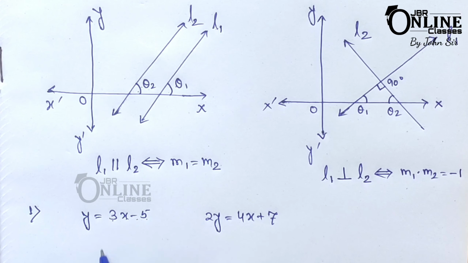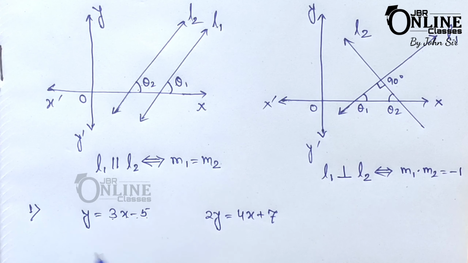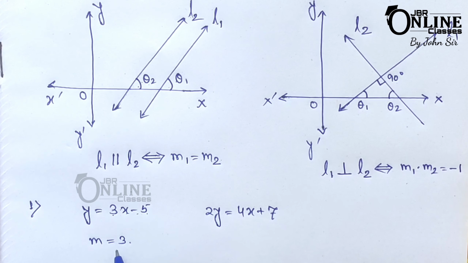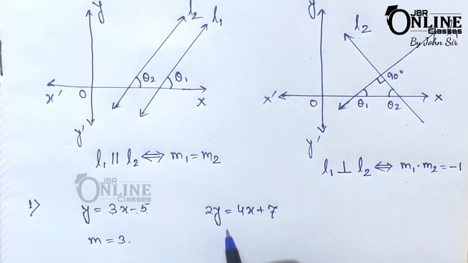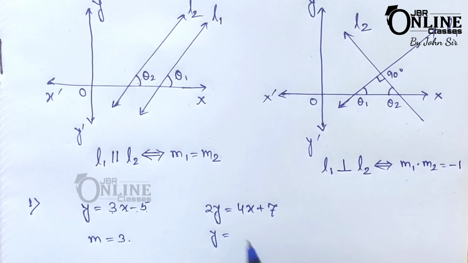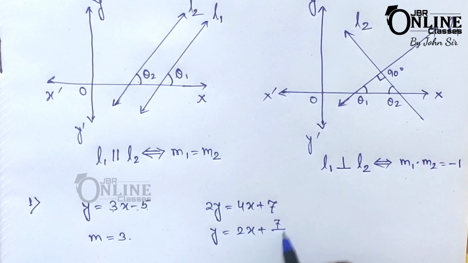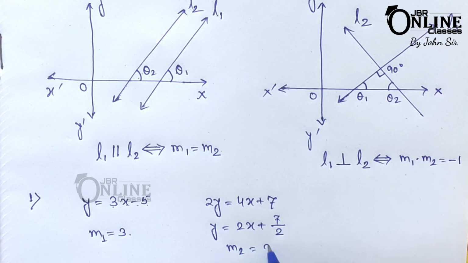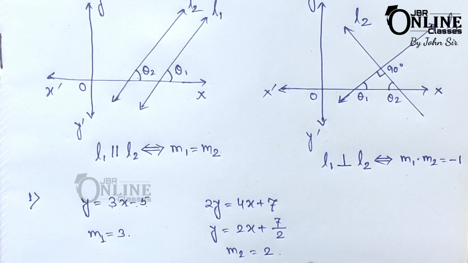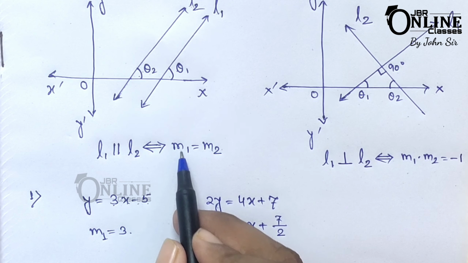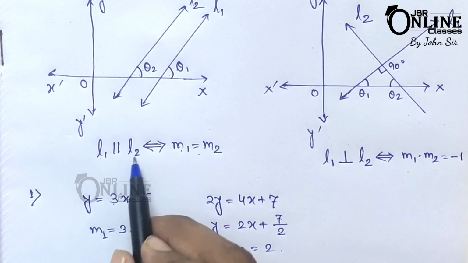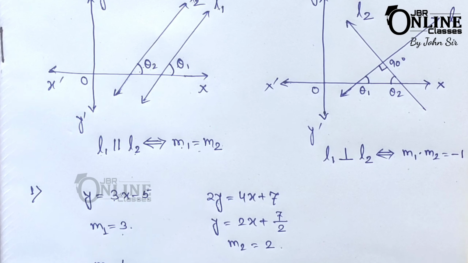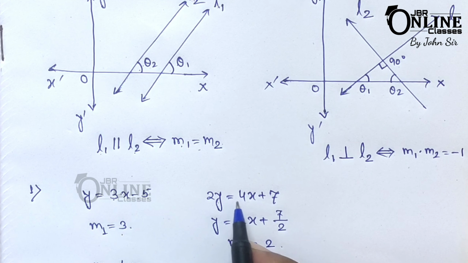By comparing this equation with y equals mx plus c, you will get m equals 3. That means the slope of the first equation is 3. Now the next one, 2y, so y equals 2x plus 7 by 2. That means if m1 equals 3, then m2 equals 2. Now if m1 equals m2, then the two lines are parallel, but here m1 is not equal to m2, that means these two lines are not parallel.